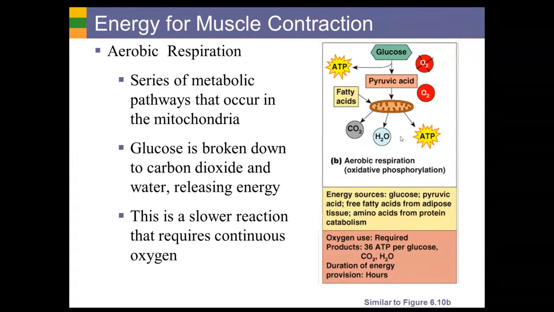Now, this process is very efficient. So for every molecule of glucose, you get 36 ATP. So you get lots of ATP. But there are 2 problems. One, it requires oxygen. And two, this is a relatively slow process. So it's very easy to run out of ATP.